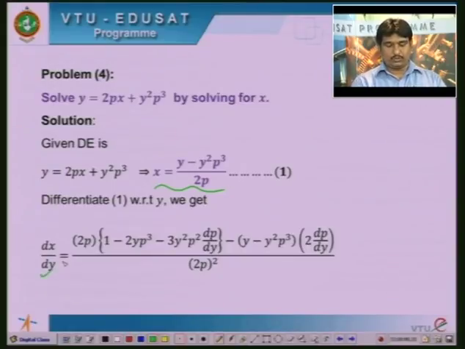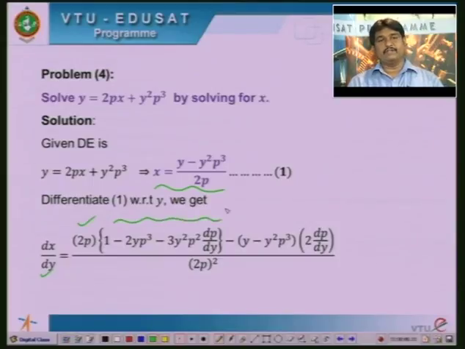dx by dy equals, by the quotient rule, u by v rule, denominator into derivative of numerator. Derivative of y is 1. Then use the product rule for y square into p cube, which is minus 2y into p cube, when we keep p cube as constant and differentiate y square, and in the next stage when we keep y square as constant and differentiate p cube, it is 3p square into dp by dy. That gives this, minus numerator as it is, which is y minus y square into p cube, into derivative of denominator.